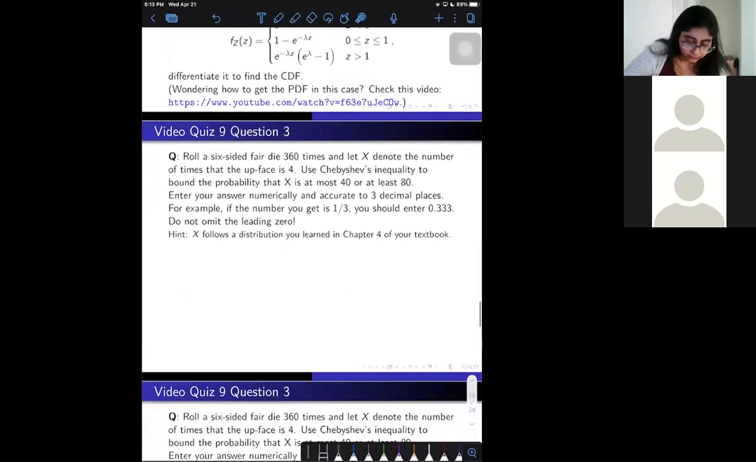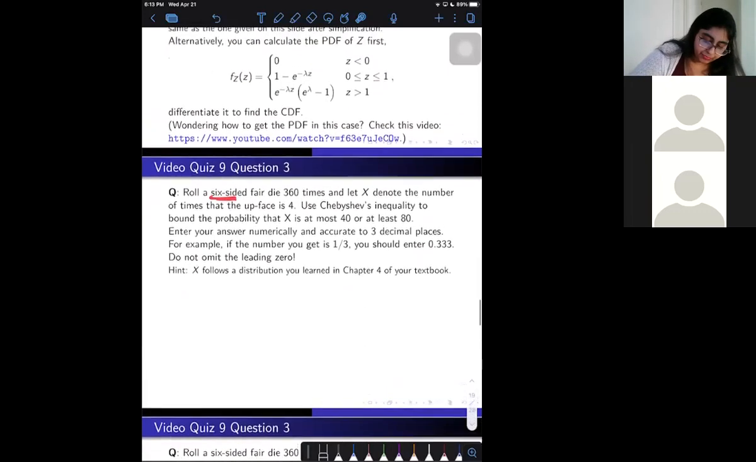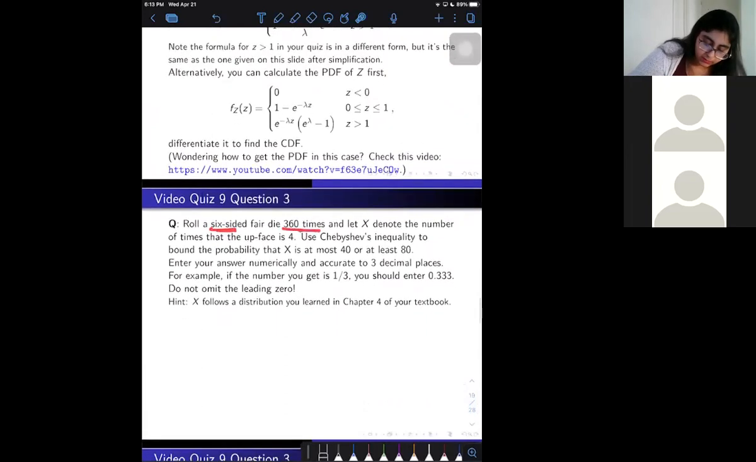All right. The next question is, we roll a 6-sided die 360 times, and we denote X as the number of times that the up face is 4. Use Chebyshev's inequality to bound the probability that X is at most 40 or at least 80. Enter your answer numerically and accurate to 3 decimal places. So if you have 1/3, you should do this.